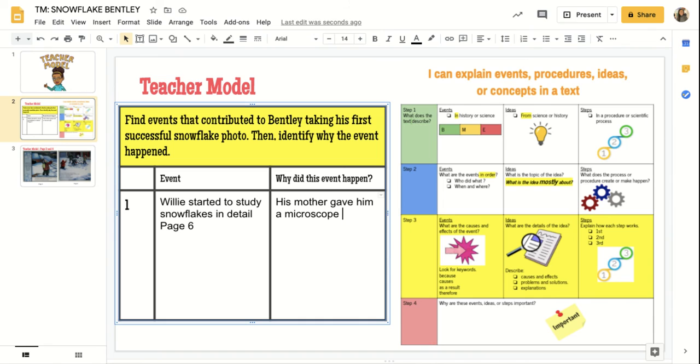When you do your student practice, you're going to think about what event is happening in pages 1 through 15. Then you're also going to figure out why this event happened. So 1, think about the event. 2, tell why it happened. To do this, you go through each step. Step 1, what does the text describe? Step 2, what are the events? Step 3, what are the causes and effects of the event? And then step 4, you're making that connection. Why are these events important? That's what you're going to do for your student practice.